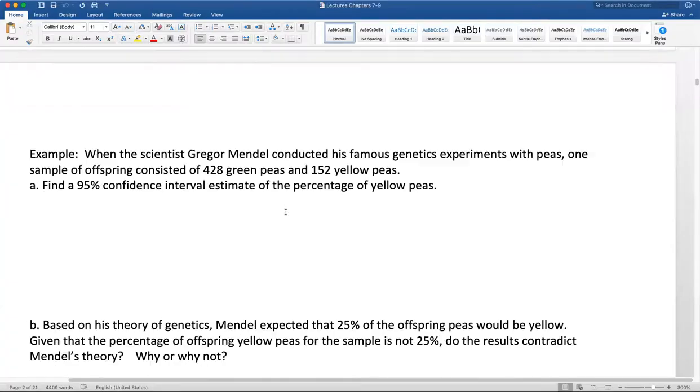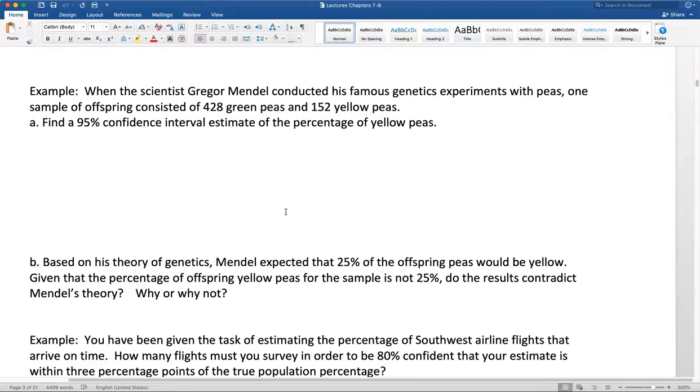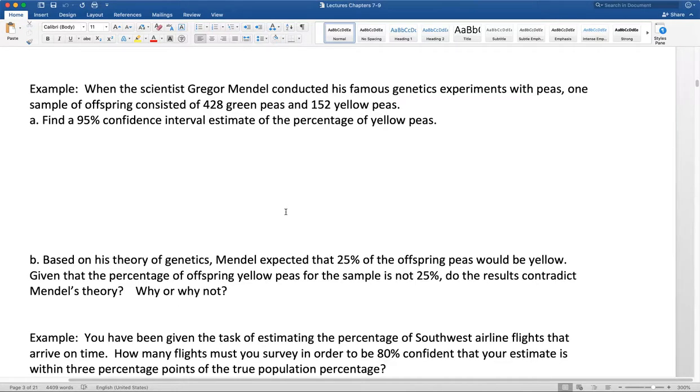Is this example right here. So when the scientist Gregor Mendel conducted his famous genetic experiments with peas, one sample of offspring consisted of 428 green peas and 152 yellow peas. So use a 95% confidence interval to estimate the percentage of yellow peas. Okay, so let's do this.